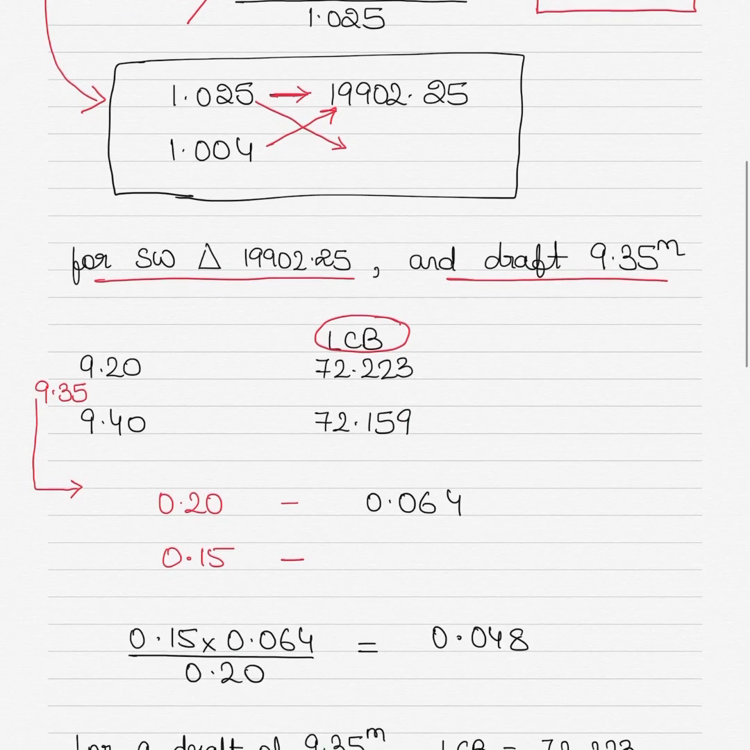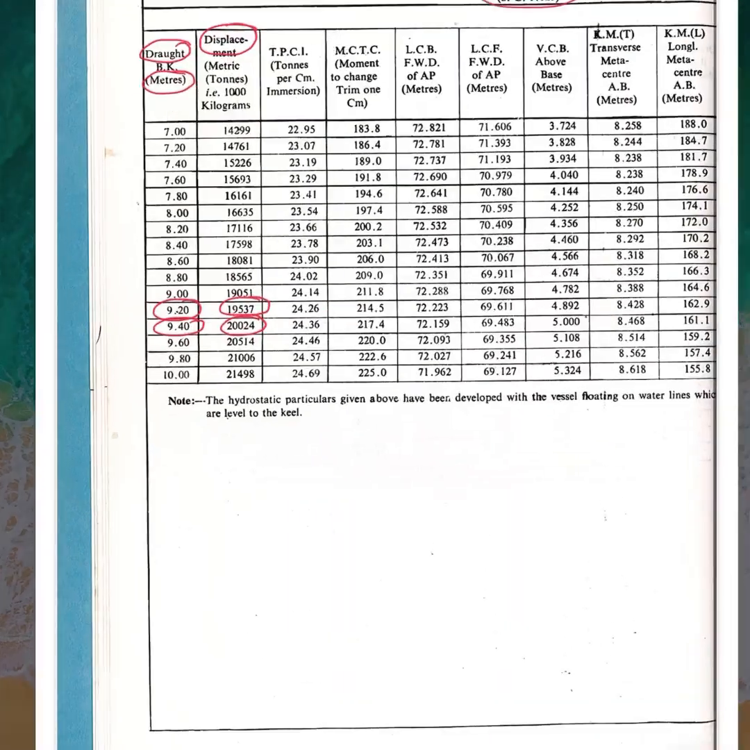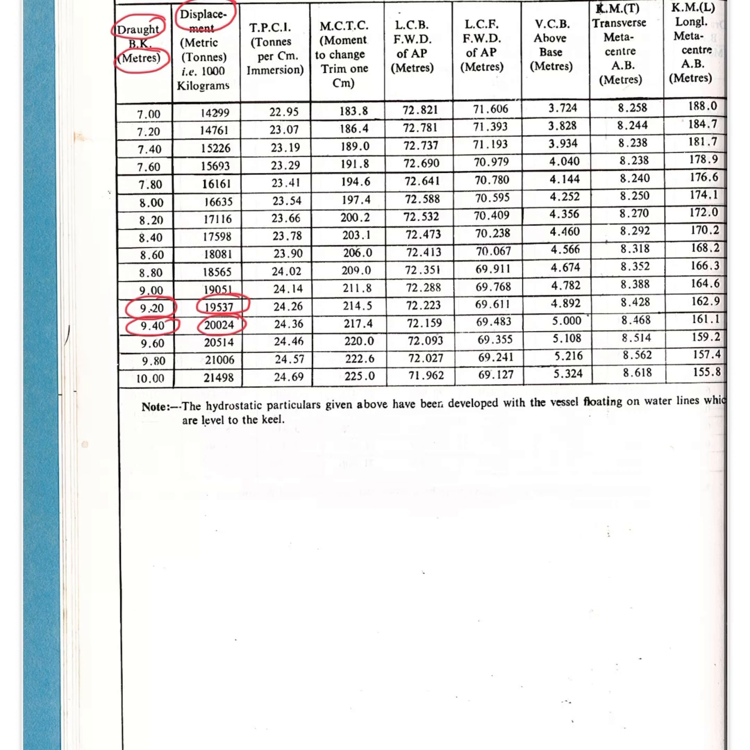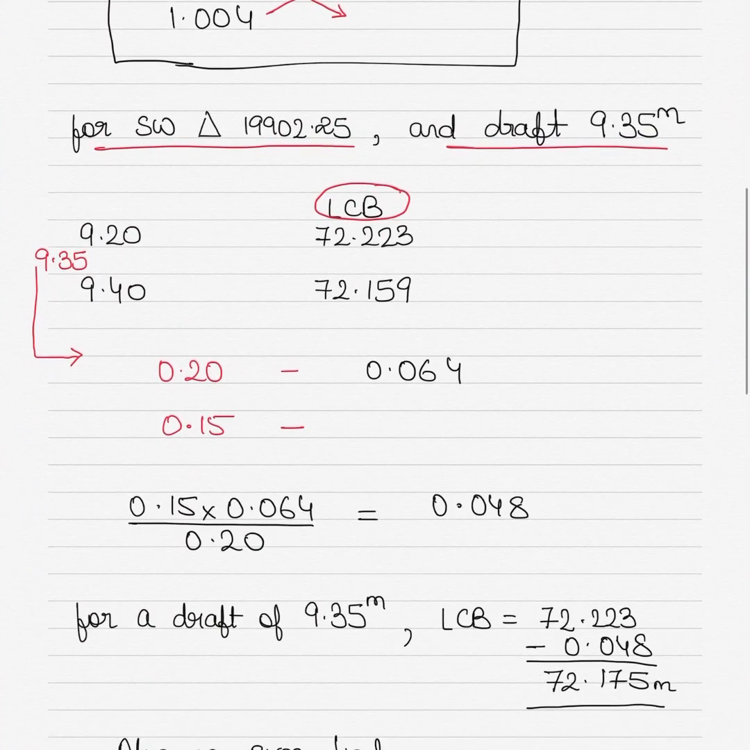Alright, so we go into the tables again, same tables where we find out the values of displacement, and what we do is we go back here, and you can see for 9.35 you can find out the LCB values from here. This is the LCB value forward of the aft perpendicular. This is also in meters. So you go back and find the LCB value. The interpolation is the same as I showed you before.